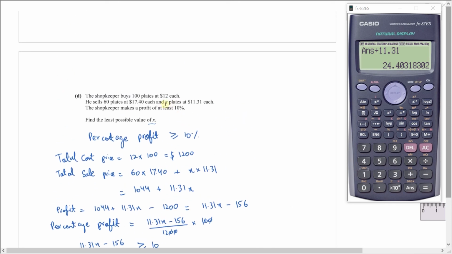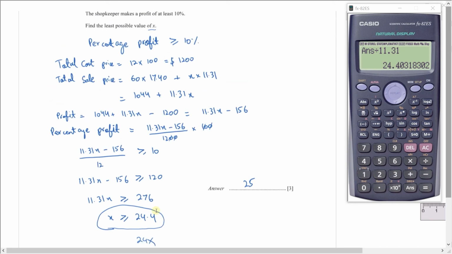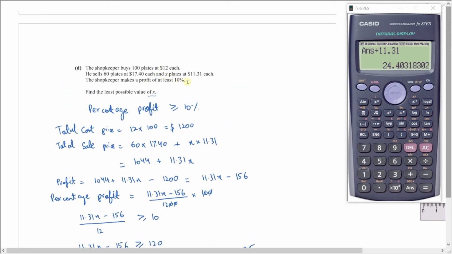So if the shopkeeper sold 25 plates at 11.31 and 60 plates at 17.40, we can guarantee that he makes a profit of at least 10%. So you have to make sure you satisfy this inequality. The next integer value greater than 24.4 is 25. So that's why you have to have an integer value, because x is the number of plates sold.